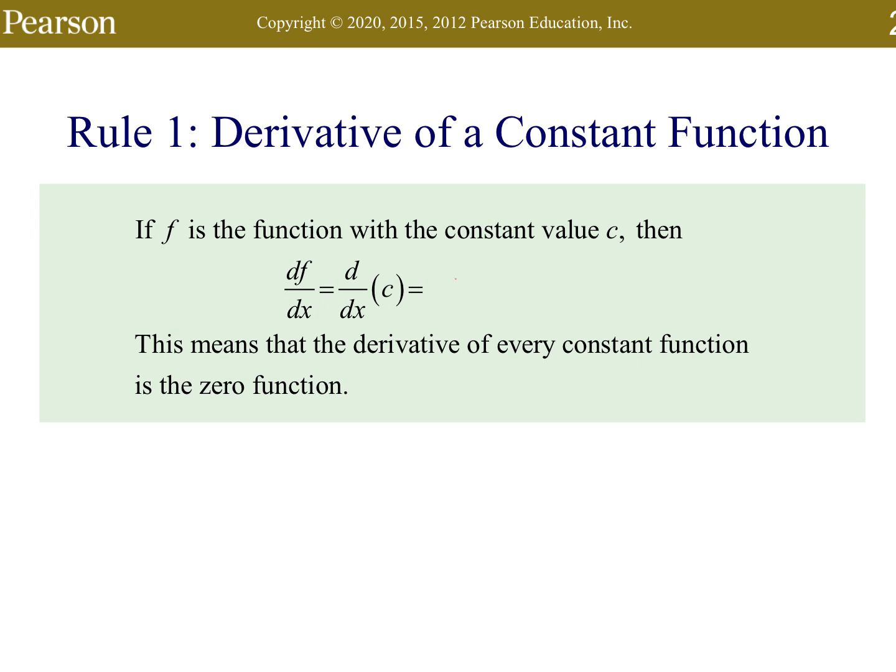You never have to prove that. Okay? The derivative of 7 is 0. The derivative of 1,000,000 is 0. The derivative of pi is 0. The derivative of e is 0. Why? Because all of those are constants. There may be irrational constants, but they're still constants.